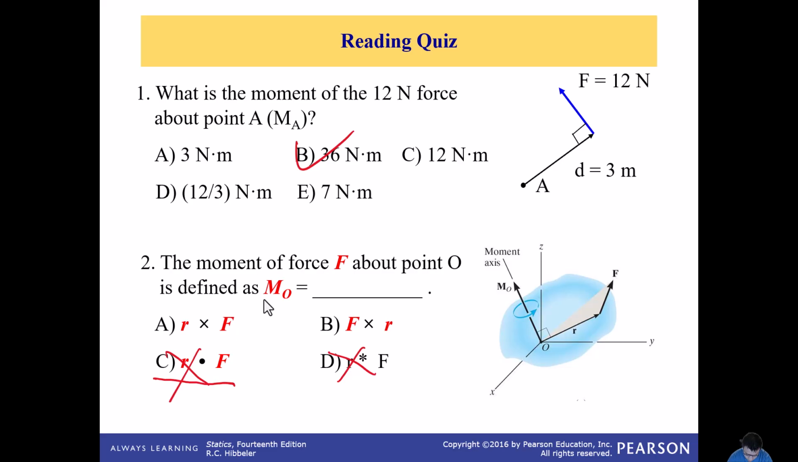As we mentioned before, a cross product can be used to calculate the moment. So should we put the R vector first or the F vector first? The answer should be A. We always put the R first to represent the moment. I think those two questions are pretty straightforward for you.